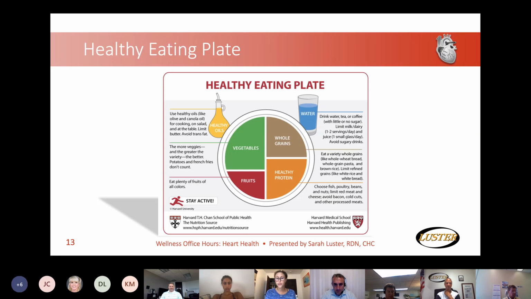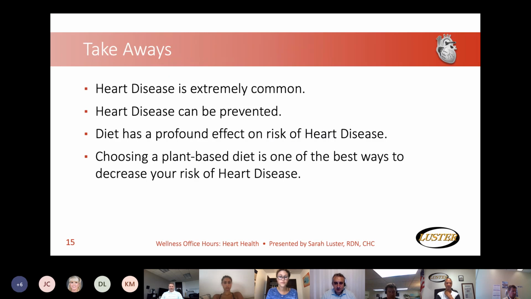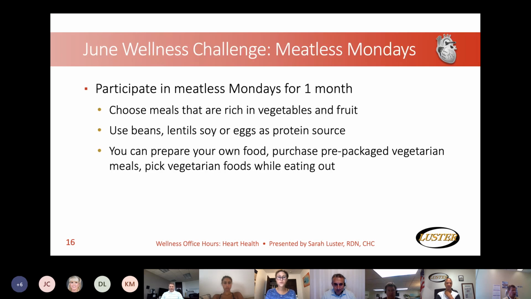And so again, eating fruits and vegetables, whole grains, healthy proteins. And choosing a plant-based diet is one of the best ways that you can decrease your risk of developing heart disease. And so this is why the June Wellness Challenge is Meatless Mondays. The idea is that you participate in one Meatless Monday for 1 month. And this can be any day of the week. The Wellness Challenge started on Wednesday, this June Wellness Challenge.